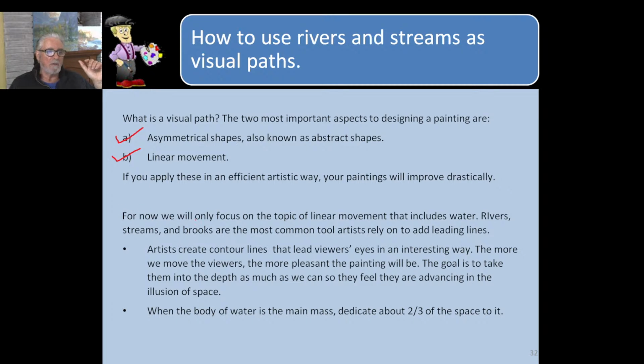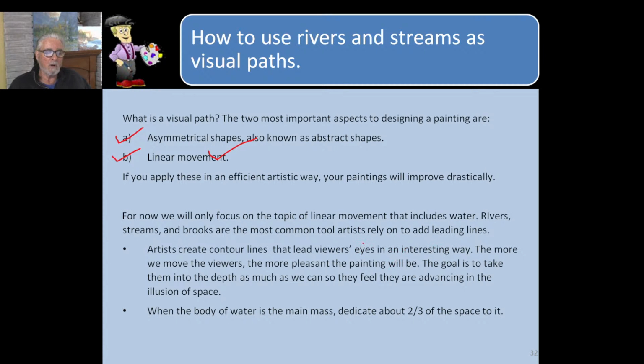Okay, so for now, we're going to focus just on the linear movement, because that's what we do with water. Artists tend to use water, streams, rivers, brooks to draw the viewer in. I would say easily 80% of my paintings contain this. You just go to Pinterest and type in landscape paintings and you'll see one after another, always relying on water mostly for that because there's so many things that you can do with it. That's why I decided to give this presentation today, because it's one of the most important things that you can paint.